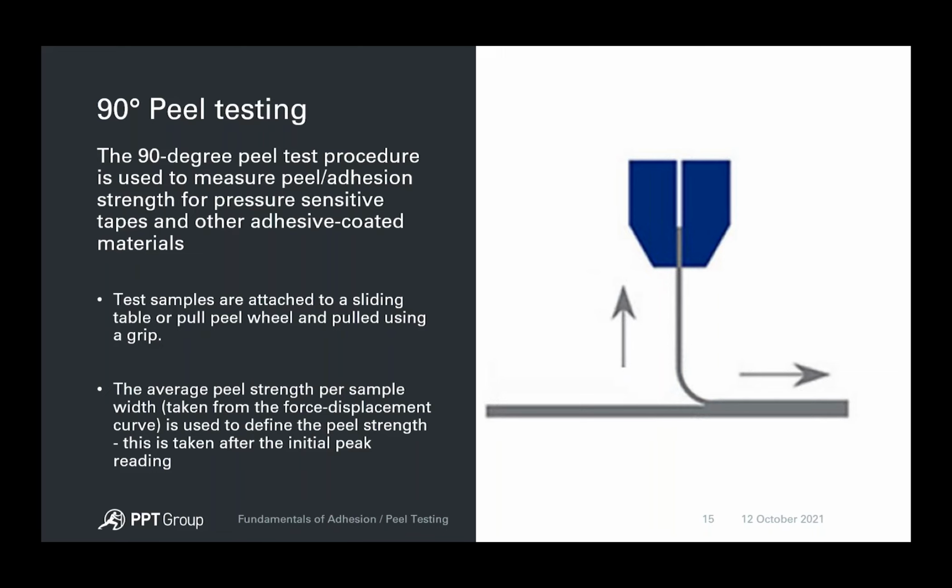The procedure is used to measure the peel and adhesion strength of pressure-sensitive tapes, as well as other adhesive-coated materials. Test samples are usually attached either to a sliding table or a pull wheel, and then pulled using a grip. Special fixtures are often used to run these 90-degree peel application tests. And as the image signifies, that sample must maintain a 90-degree shape from start to finish during the entire test.